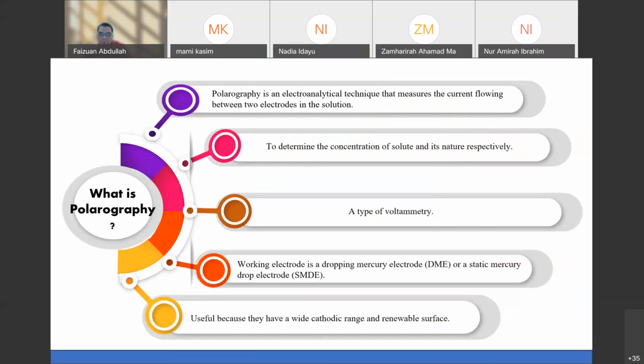Okay, so first I would like to explain a bit on what is polarography. Polarography is an electroanalytical technique that measures the current flowing between two electrodes in the solution to determine the concentration of solute and its nature respectively. It is a type of voltammetry where the working electrode is a dropping mercury electrode or a static mercury drop electrode, which are useful because they have a wide cathodic range and renewable surface.